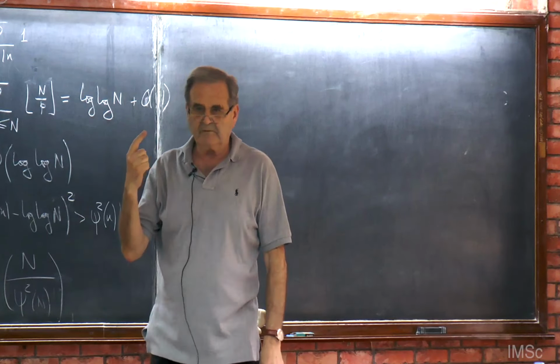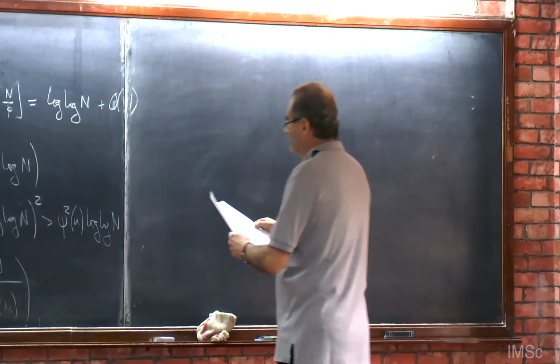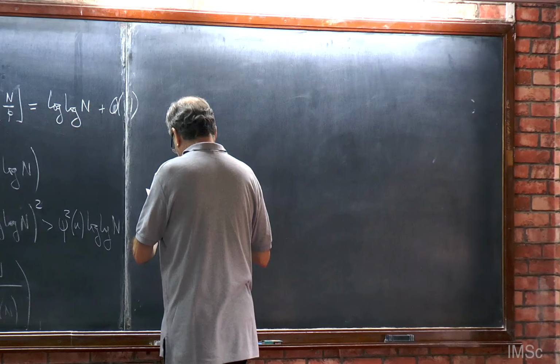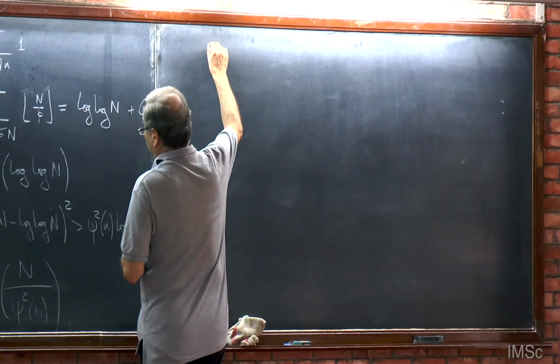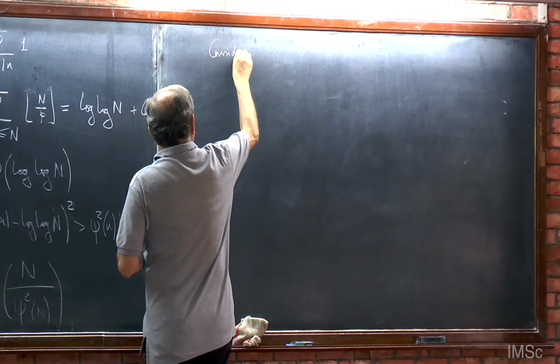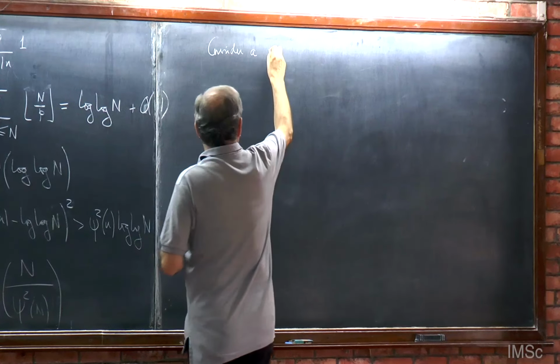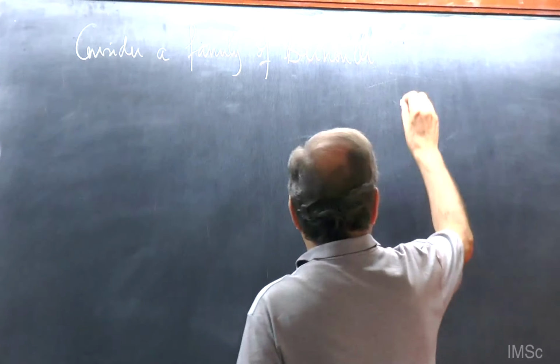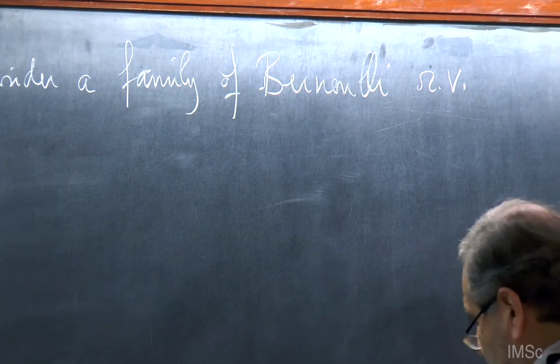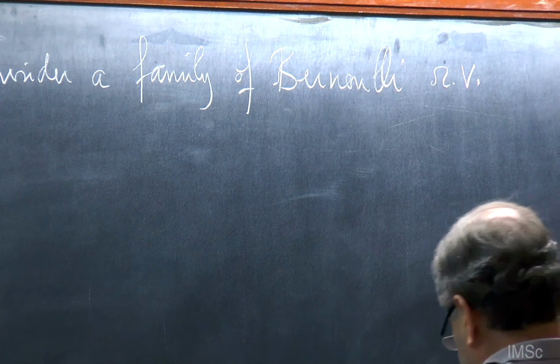What is the idea behind the proof of Turan? Behind the proof of Turan is the following. What he does is introduce a family of random variables. So consider a family of Bernoulli random variables. Bernoulli random variable means simply that it takes value only 0 and 1. Bernoulli random variables, with value 1, which are independent.